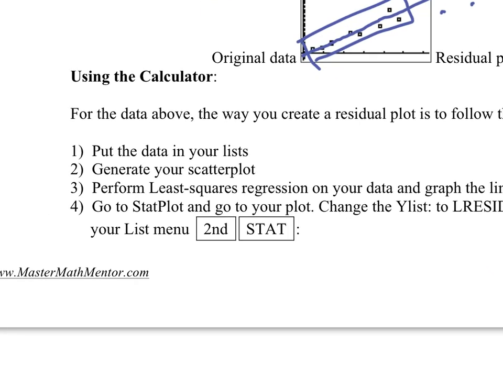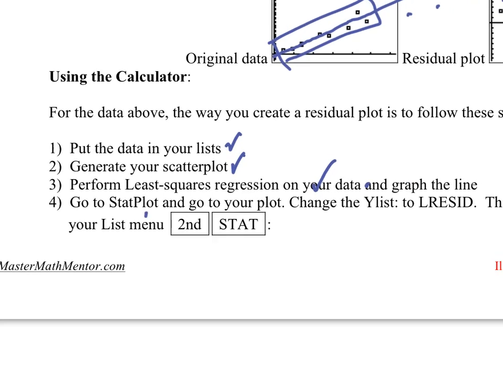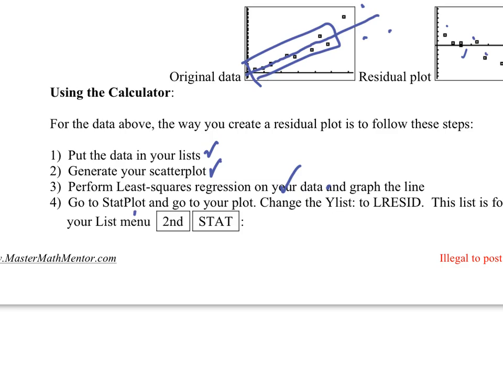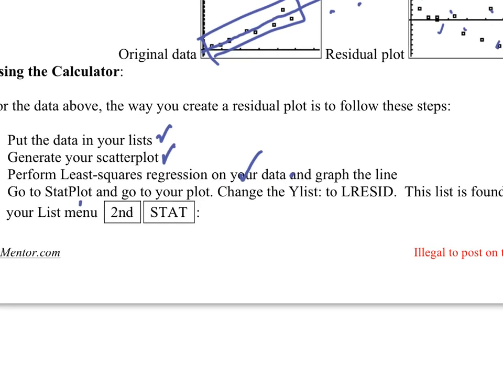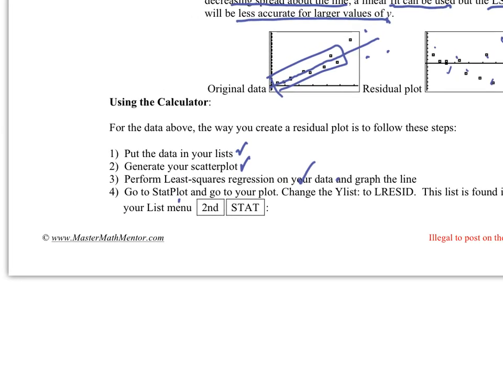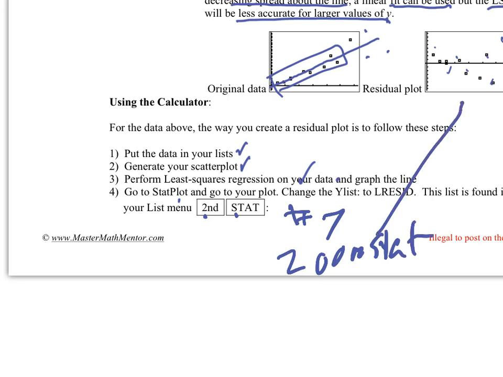Okay, I talked about using your calculator. Put the data in your list, generate your scatter plot, perform the least square regression line, StatCalc 8. Go to your stat plot, change the y list to the list of the resids. This is found by second stat number 7. And then say zoom stat. And then you can see your residual plot and make a decision based on that data.